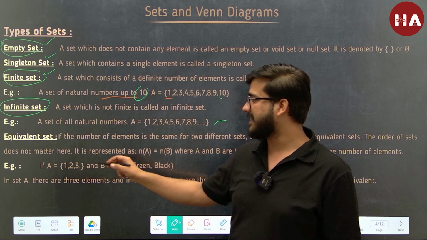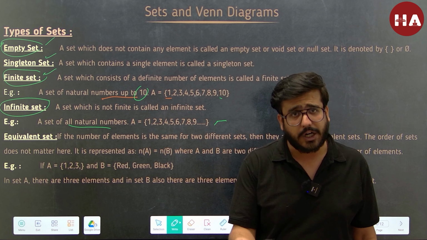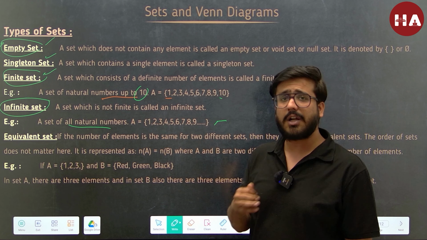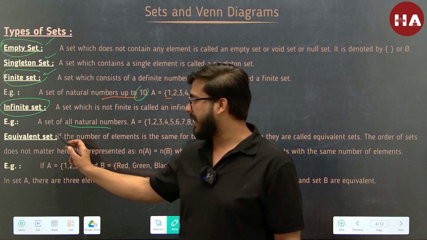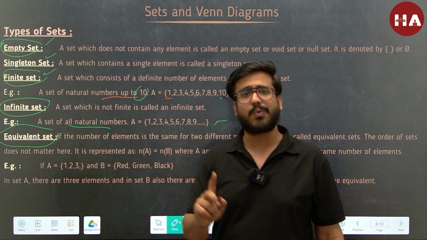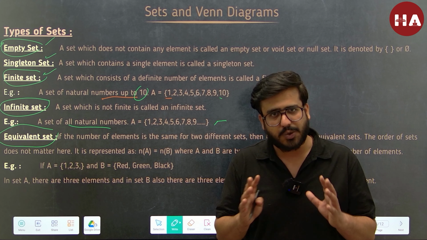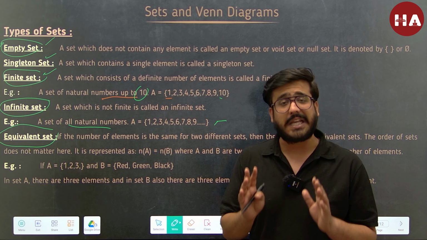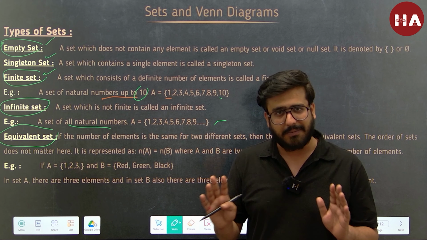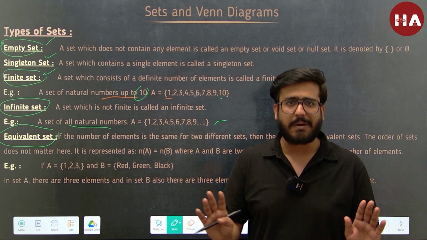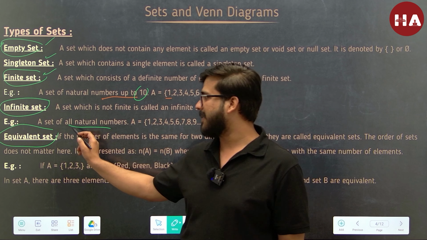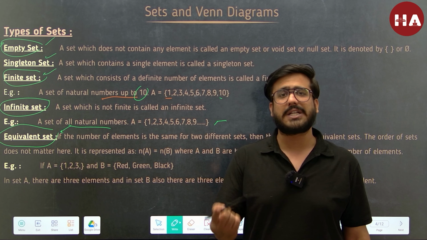So if I write the set of all natural numbers, the set of all odd numbers, even numbers, that will go up to infinity. Okay, equivalent sets. What are equivalent sets? Basically, if there are two sets and they contain the same number of elements, the elements can be different. It's not mandatory that the elements must be the same. So these are called equivalent sets.